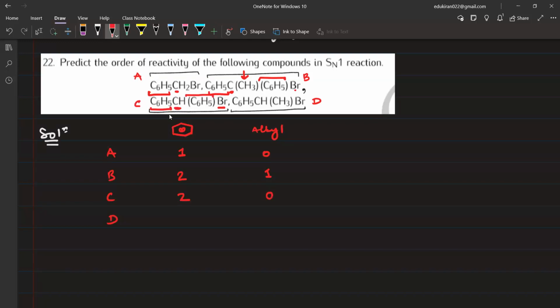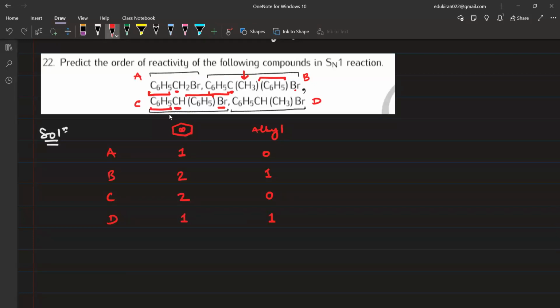Now in the D structure, tell me guys, how many benzene rings? 1 benzene ring. And how many alkyl groups? 1 alkyl group, right? Very good.